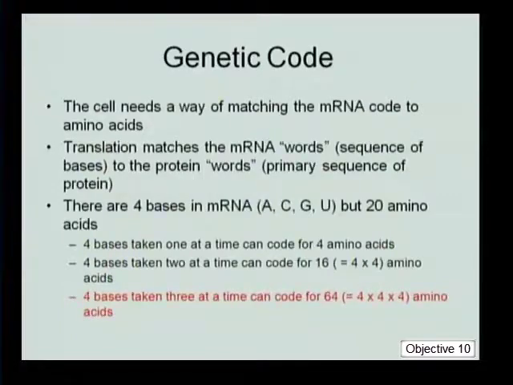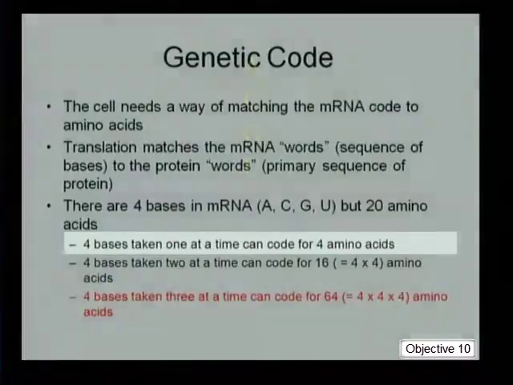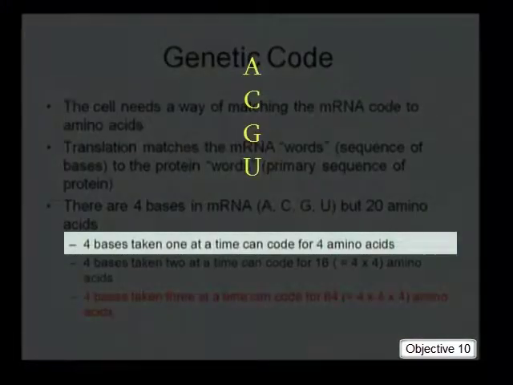I mentioned earlier that there were 4 bases in mRNA, A, C, G, U, but 20 amino acids. That doesn't simply track. I can't use the base A to represent a particular amino acid because I'd rapidly run out of amino acids to code for. So it should stand to reason that if I take 4 bases, one at a time, A, C, G, U, that I can code for 4 amino acids.